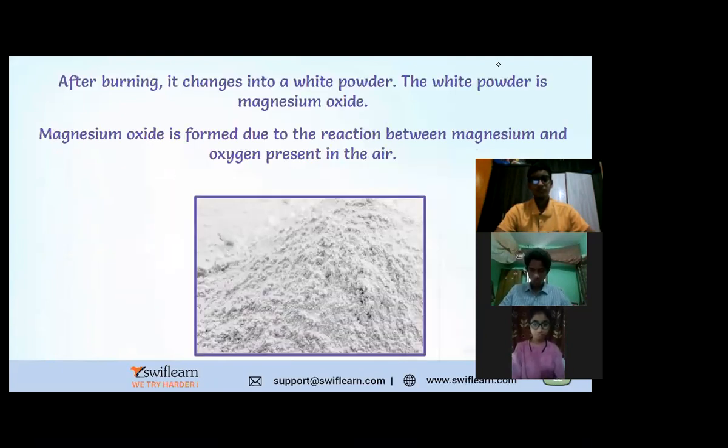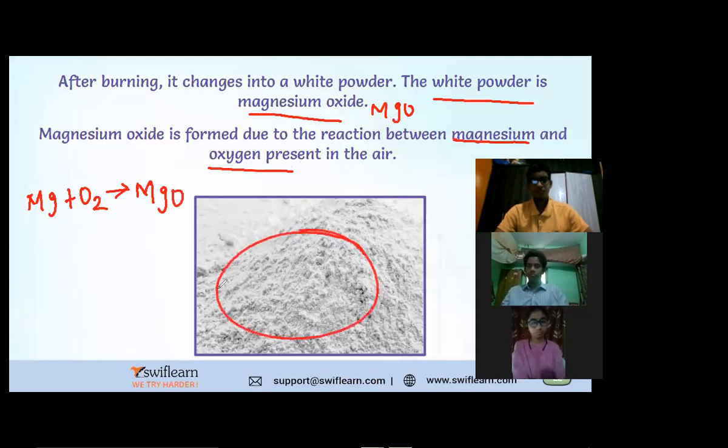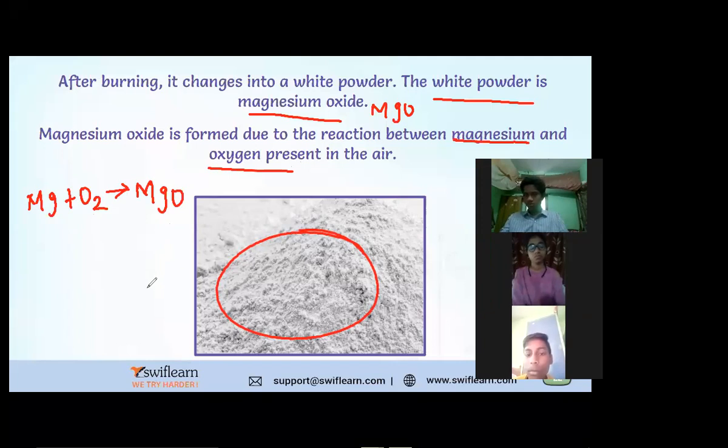After burning, it changes into a white powder. The white powder is magnesium oxide, MgO. Magnesium oxide is formed due to the reaction between magnesium and oxygen present in the air. Before the chemical equation: Mg plus O2 gives MgO. This is magnesium oxide. When we burn magnesium in the presence of oxygen, we'll get this. Oxygen is present in the air only. Everything will burn in the presence of oxygen, so oxygen is a supporter of combustion.